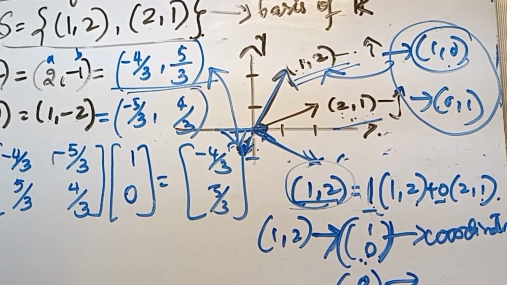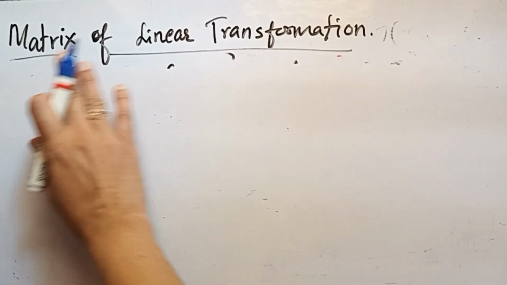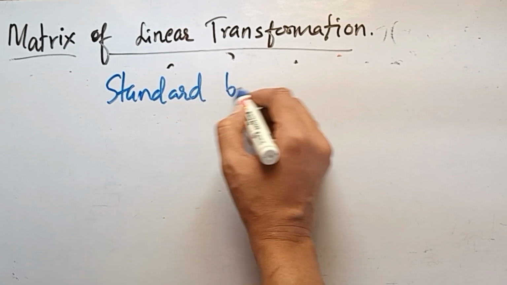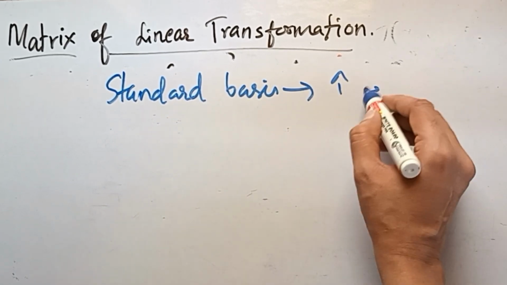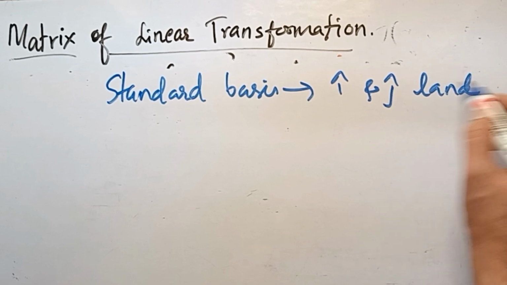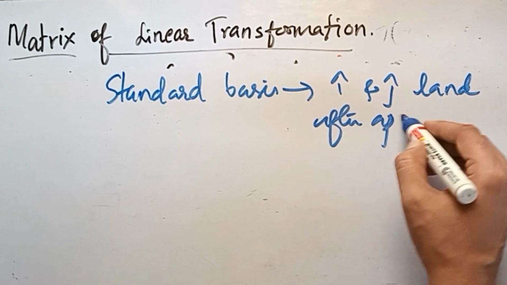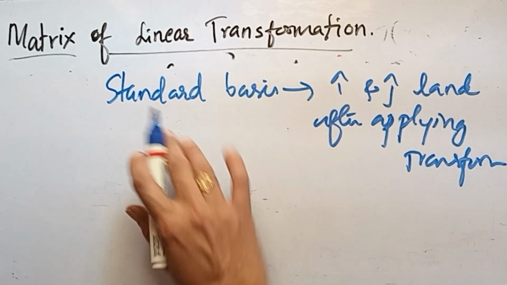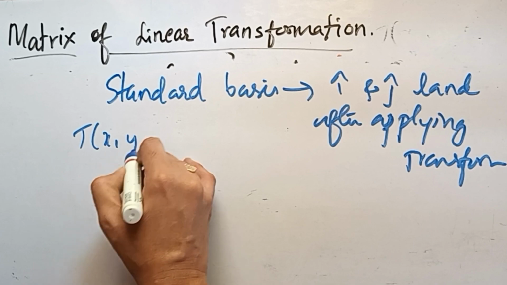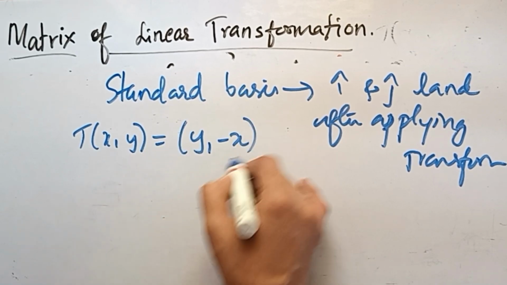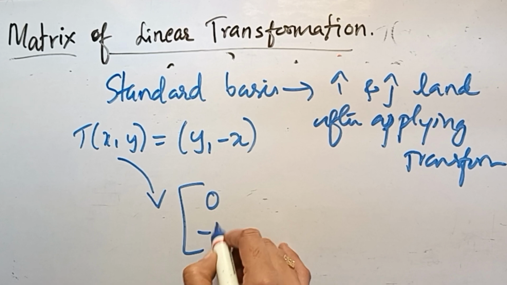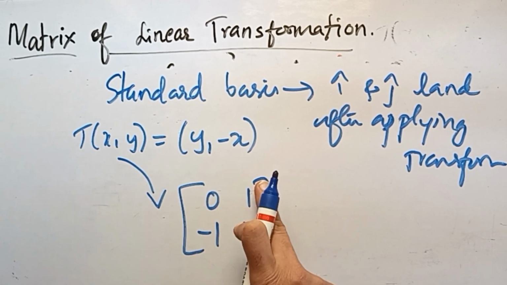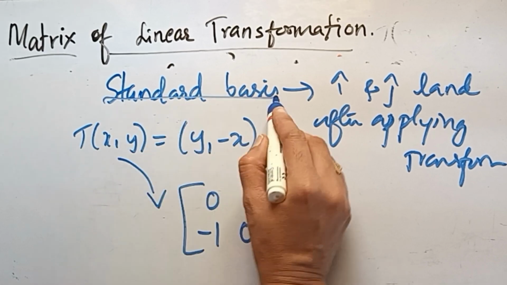So this is how to get the matrix of linear transformation. The matrix of linear transformation with respect to the standard basis is nothing but where i cap and j cap land after applying the transformation. You have seen it there. The transformation was T(x,y) = (y,-x). Now the same transformation is represented as the matrix [0 -1; 1 0]. It means i cap goes to the new position (0,-1) and j cap goes to the new position (1,0). With respect to the standard basis, it is easy.